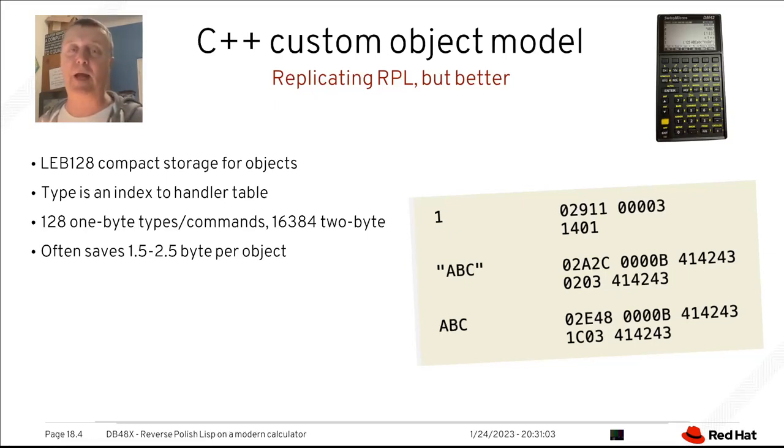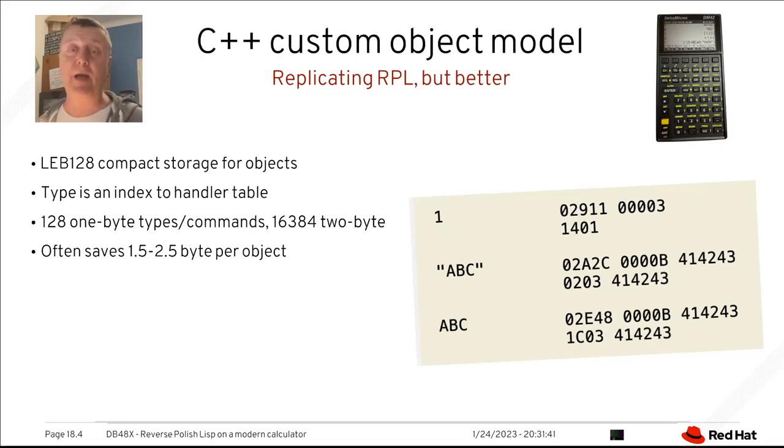If you look at ABC, how the text ABC is stored. The prefix in the HP48 is 02A2C. So that's the 5 nibbles address. Then you have the total size, and then you have the ABC encoding itself. Whereas for DB48X, you have the type, which is 2. Then you have the length, again encoded as LEB128. And because it's less than 128, it uses only 1 byte. And then I have the data itself after that.